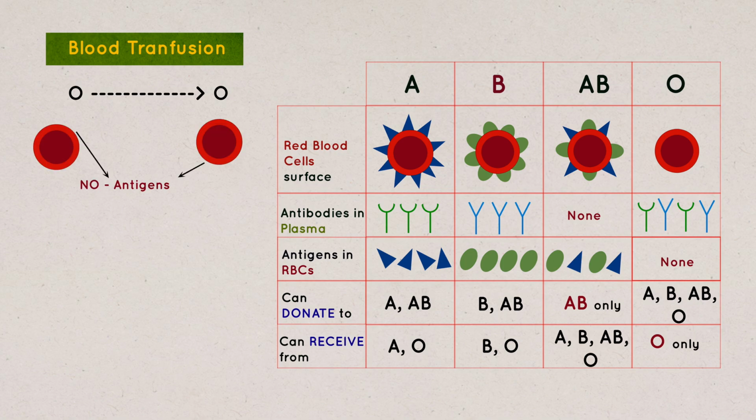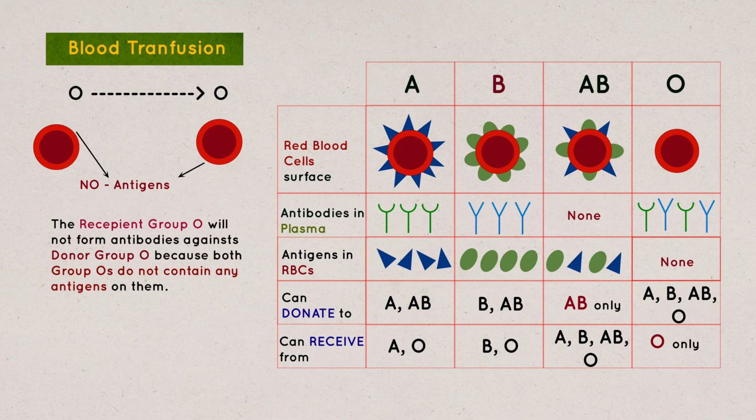The recipient group O will not produce any antibodies against the donor group O. Now we have completed the transfusion of ABO blood group system. Next we will discuss about mismatching of ABO blood groups. Let's understand this with the help of an experiment.